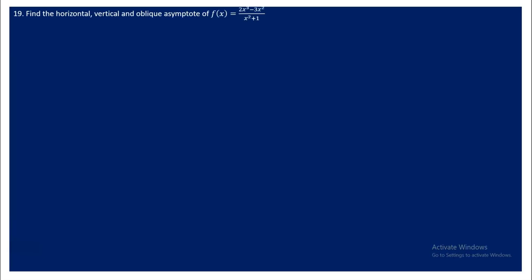Proceeding to the next one, we have question number 19, and that is about, again, finding horizontal, vertical and oblique asymptotes, but in a different approach. Here the function is 2x cubed minus 3x squared over x squared plus 1.